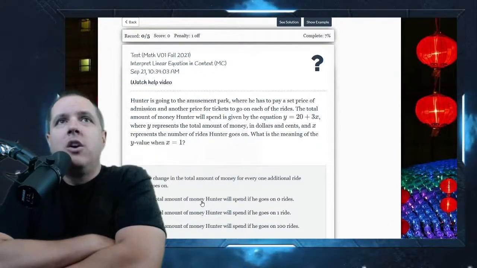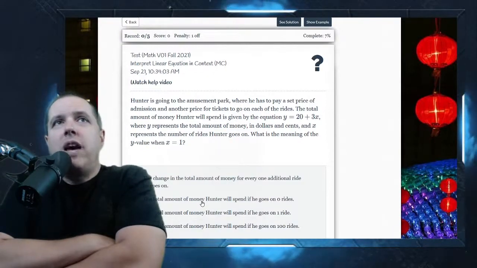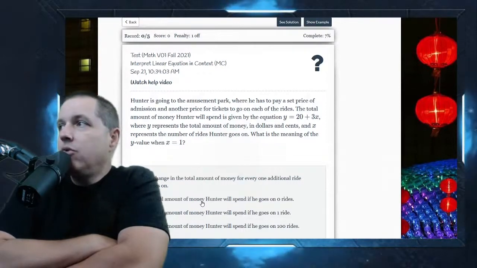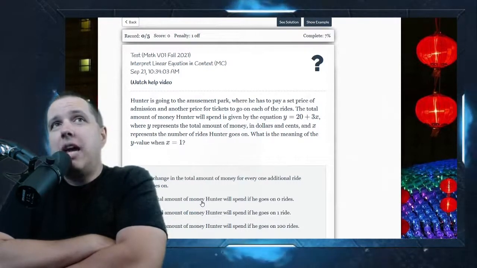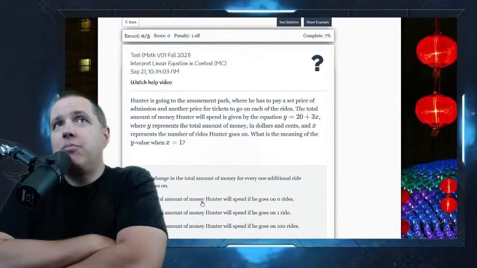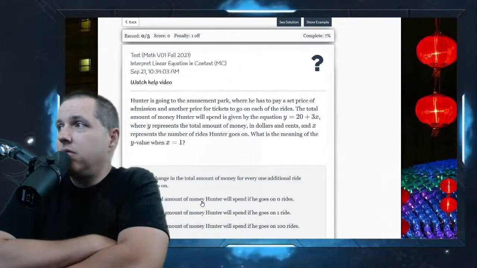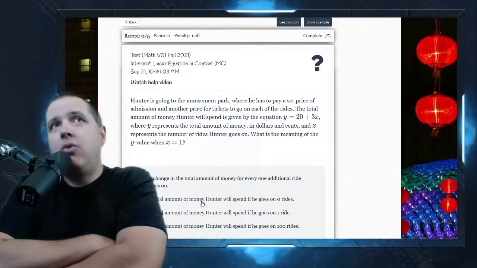Okay. So what is the meaning of the y value when x equals 1? Well, this should be pretty straightforward. They told us what x equals. x represents the number of rides Hunter goes on. So then what would x equals 1 mean?